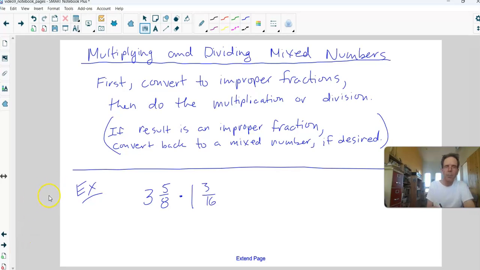Last subject, multiplying and dividing mixed numbers. In this case, we don't have two methods. We have to convert them to improper fractions and then do the multiplication or division. And like before, if we get an improper fraction as the end result, it's sometimes desired to get a mixed number from that.